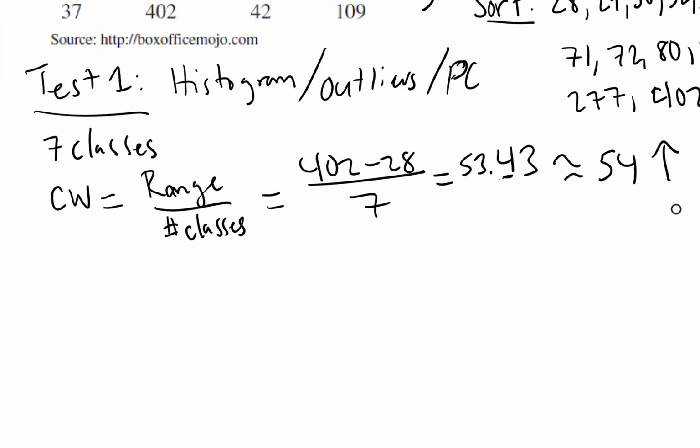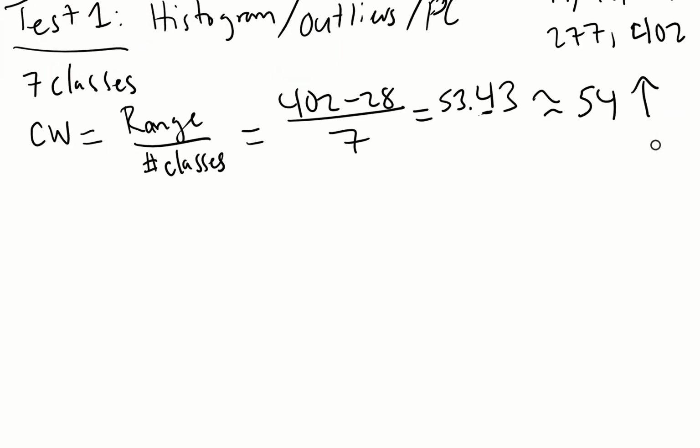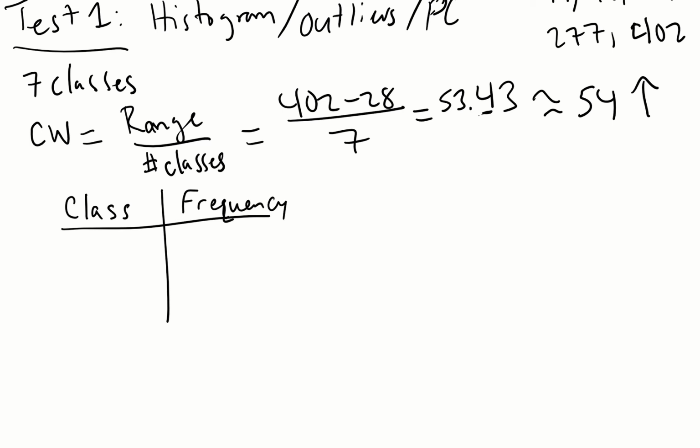And then we're going to set up our frequency table. So we have our class and then we have our frequency. We're going to start with the smallest data point, which was 28, and we're going to add 54 to that. So 28 plus 54 is 82. Now we have to do 54 plus 82.